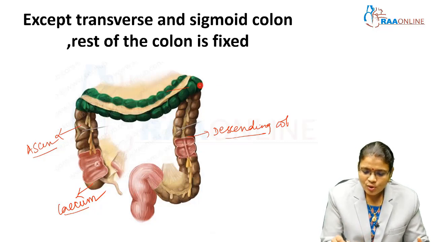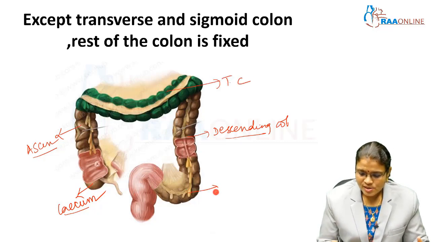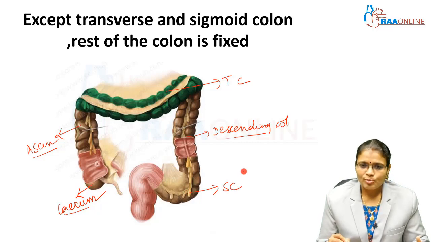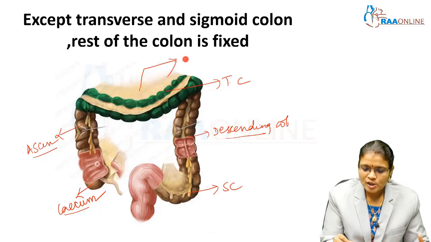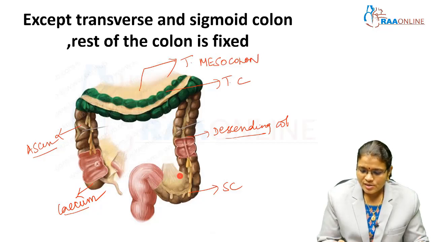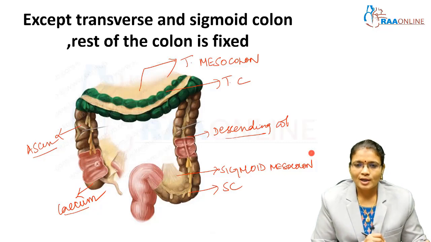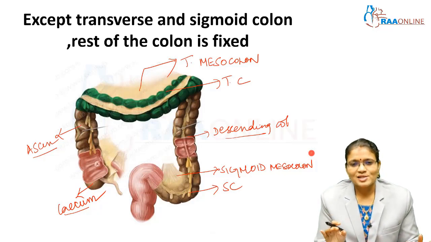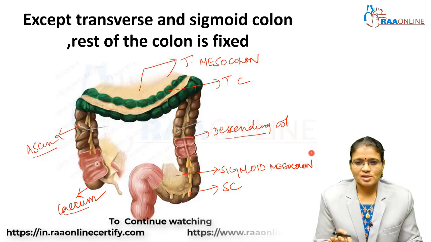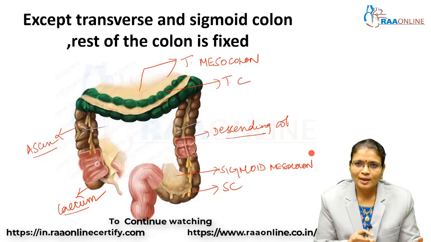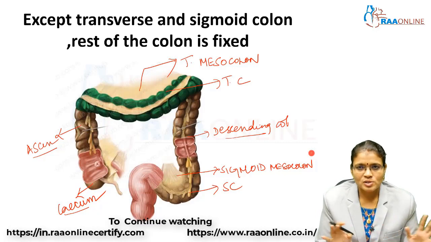Whereas the transverse colon, this is the transverse colon and this is a sigmoid colon, is highly mobile because of the presence of peritoneum. This is called as transverse mesocolon and this is called as sigmoid mesocolon. And hence the transverse colon and sigmoid colon is mobile. All the other structures are immobile and it is fixed and they are called as secondary retroperitoneal organs. Only the anterior aspect of ascending colon and anterior aspect of descending colon and anterior aspect of rectum and cecum will be covered by peritoneum but not the posterior aspects.